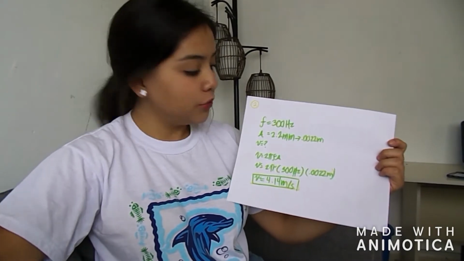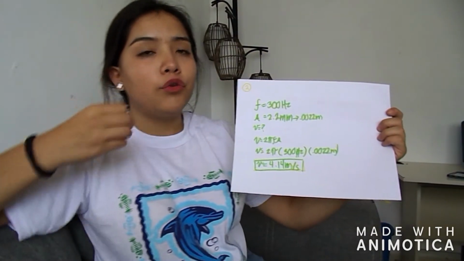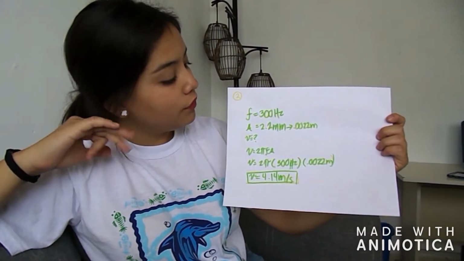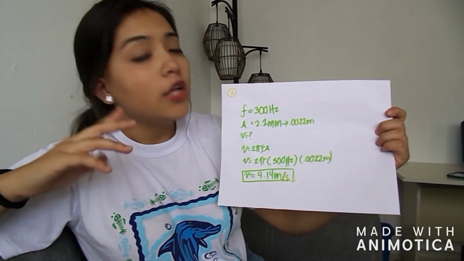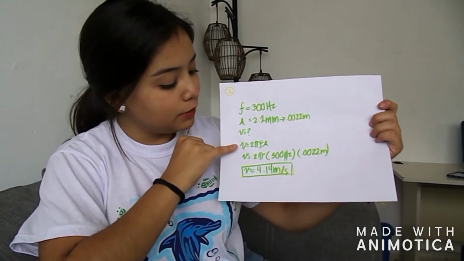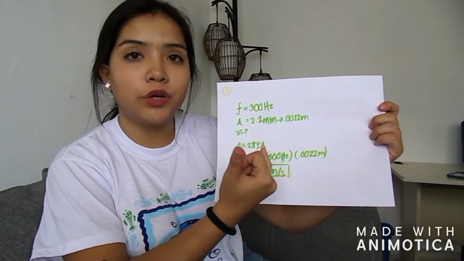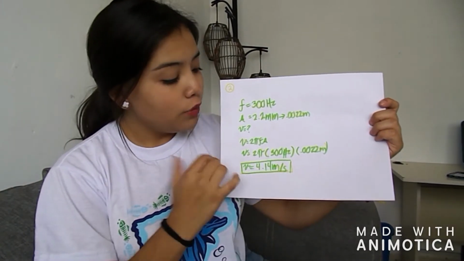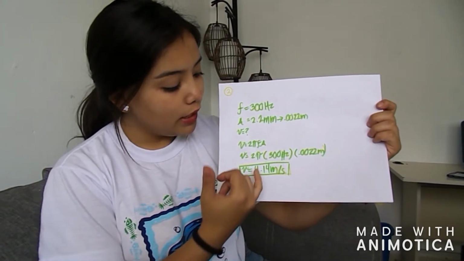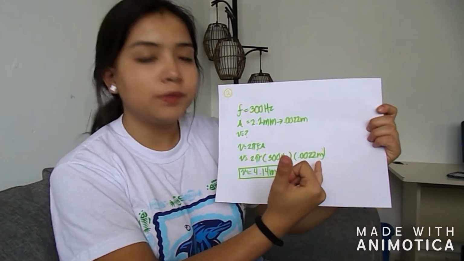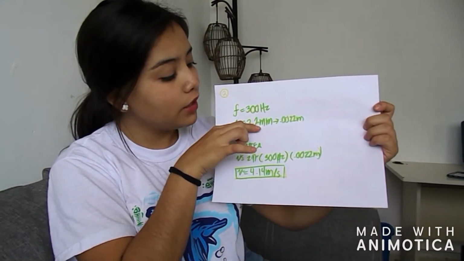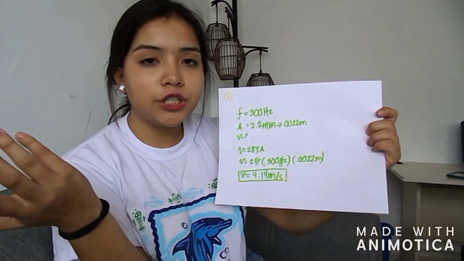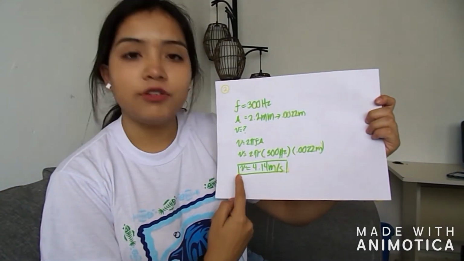In problem number 2, they are asking us for velocity. They give us the data of the frequency and the amplitude. So we're going to use the formula that velocity equals 2 times pi times frequency times amplitude. We substitute our values, we substitute the frequency, and we substitute the amplitude, but the amplitude is given in millimeters, so you change it to meters and it gives us this result.